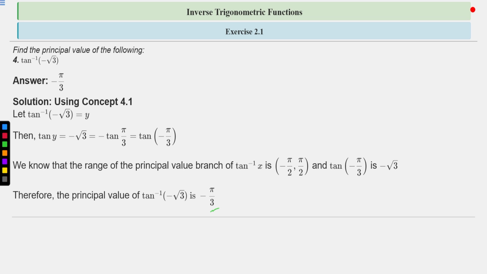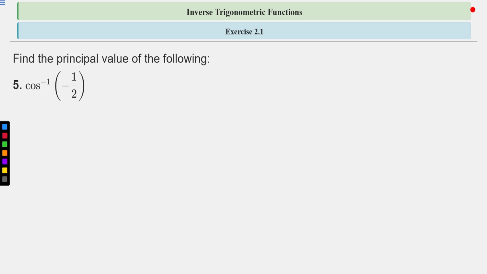Okay, let us move to the next question. The next question says we need to find the principal value of cos inverse minus 1 by 2. Cos inverse minus 1 by 2. Got it? We need to find the principal value of cos inverse minus 1 by 2. So you all can start answering.